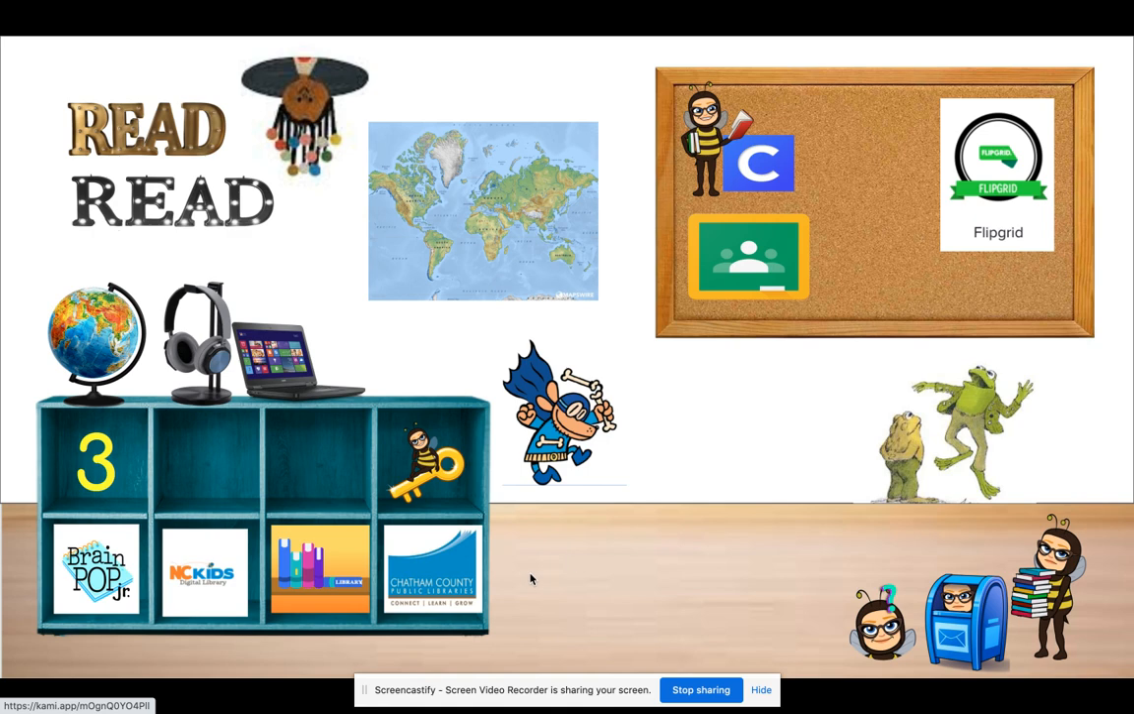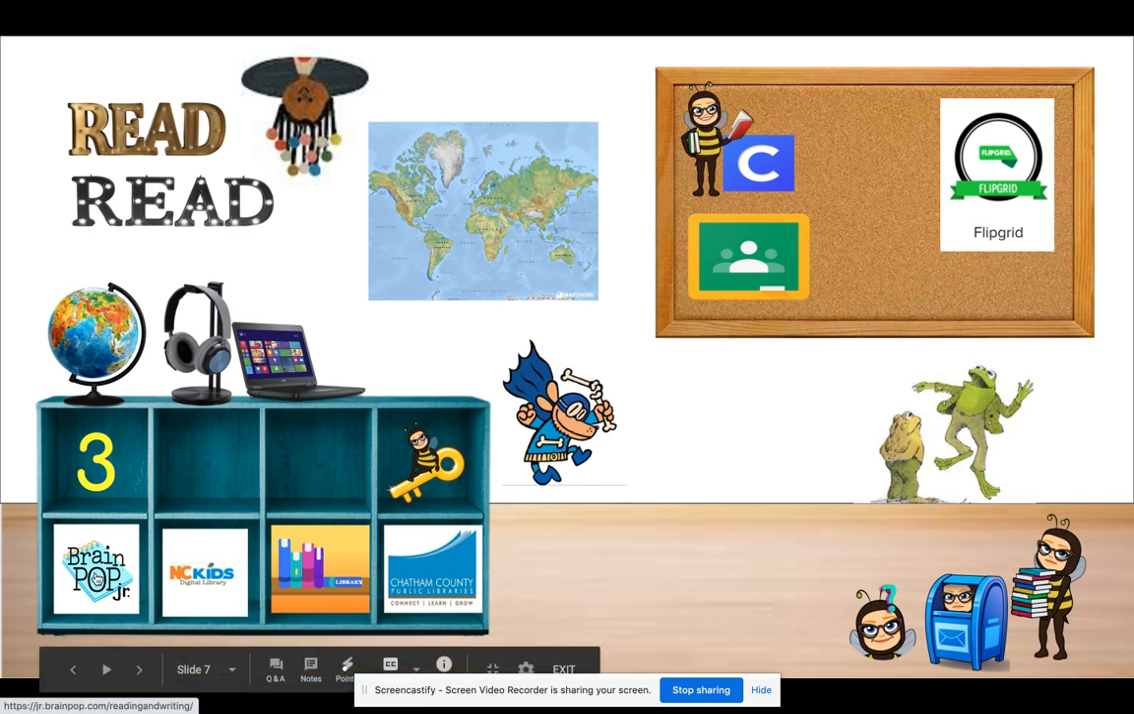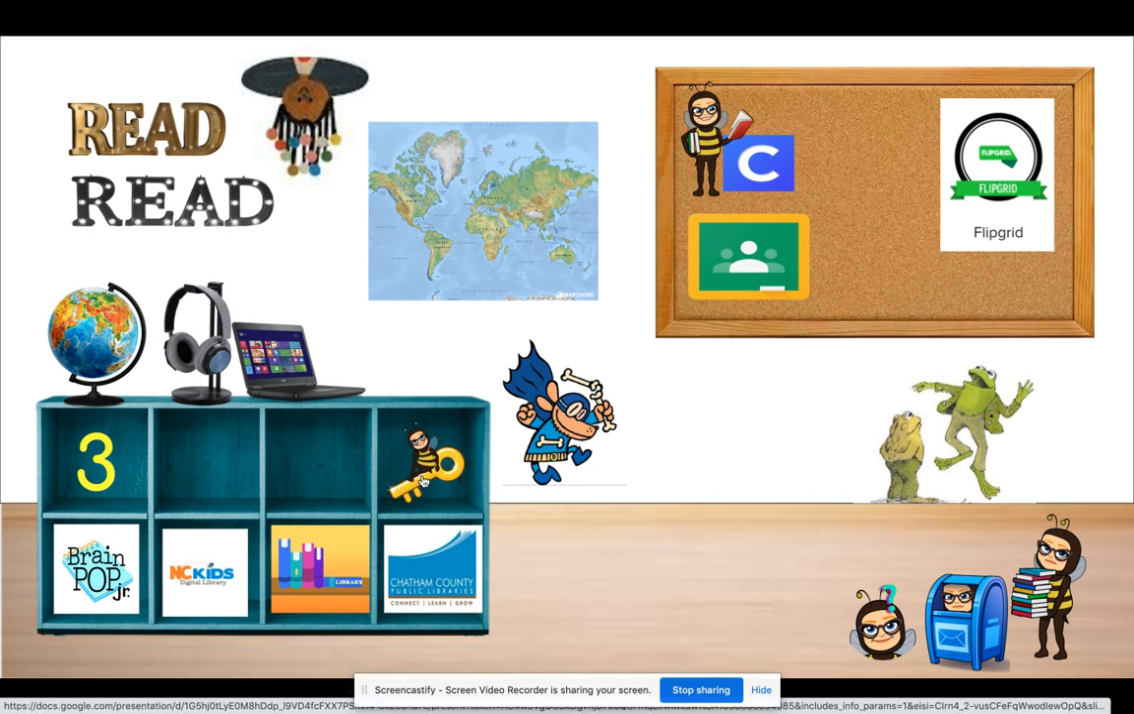Okay? All the things in the shelf: Brain Pop Jr., NC Kids, this is our school, Destiny Discover, which is how you search for books in the library, Chatham County Public Library. These are all things that you're going to need passwords for. That is why I gave you a B with a key. The key will unlock all the things for you. Ready? B with the key.